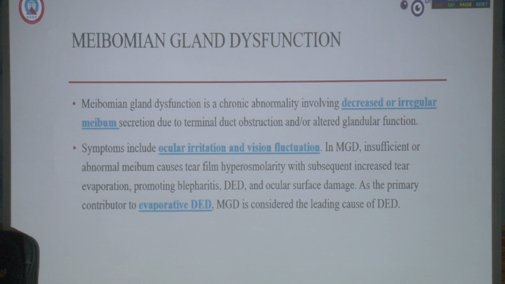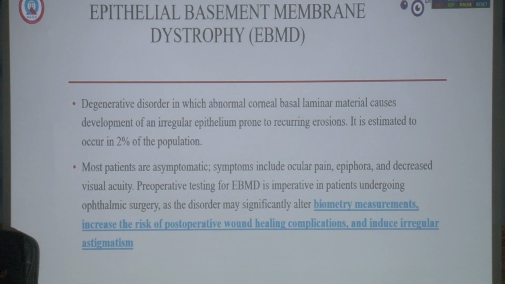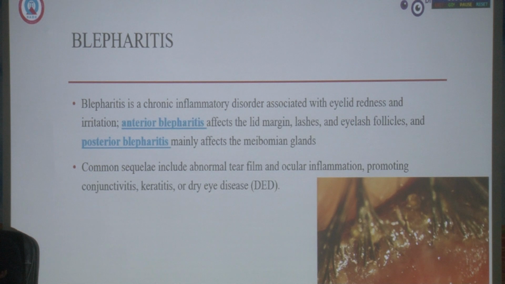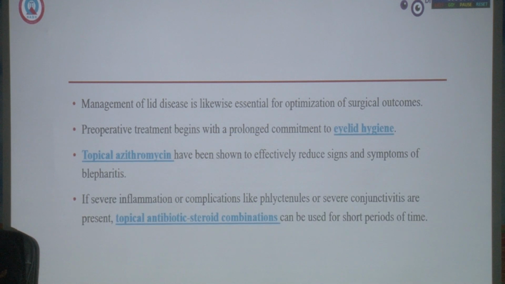Another ocular surface disease which is very important in the cataract patient is meibomian gland dysfunction, which causes the evaporative type of dry eye disease. Even epithelial basement membrane dystrophy can cause irregular astigmatism, and blepharitis also increases the chances of ocular inflammation and the chances of infection in the postoperative period. So management of the lid disease in the preoperative period is also very important.